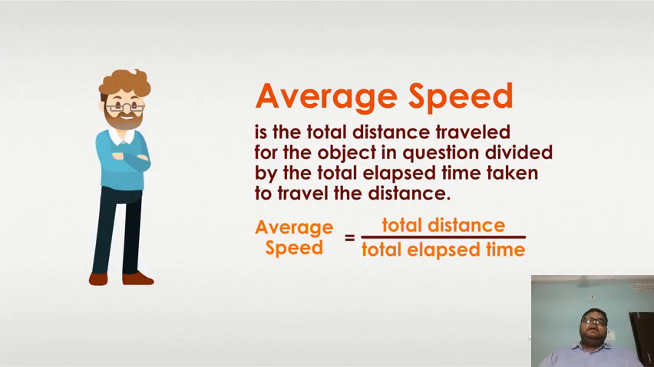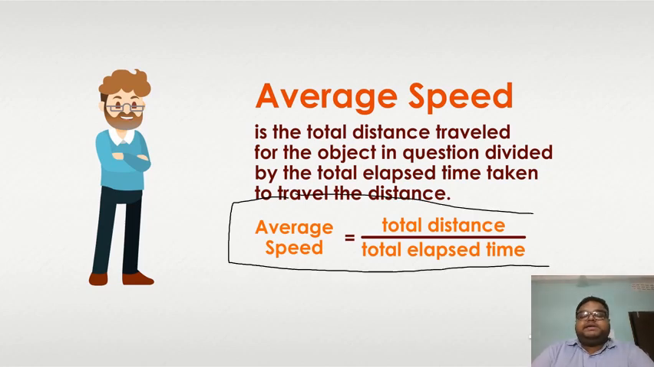So now students, let's see what is average speed. Average speed is defined as total distance covered divided by total time elapsed. When we find the ratio of total distance covered by total time elapsed, it gives us the average speed. So average speed can be defined as total distance traveled by the object in question divided by the total time elapsed. That will be the average speed of that object.